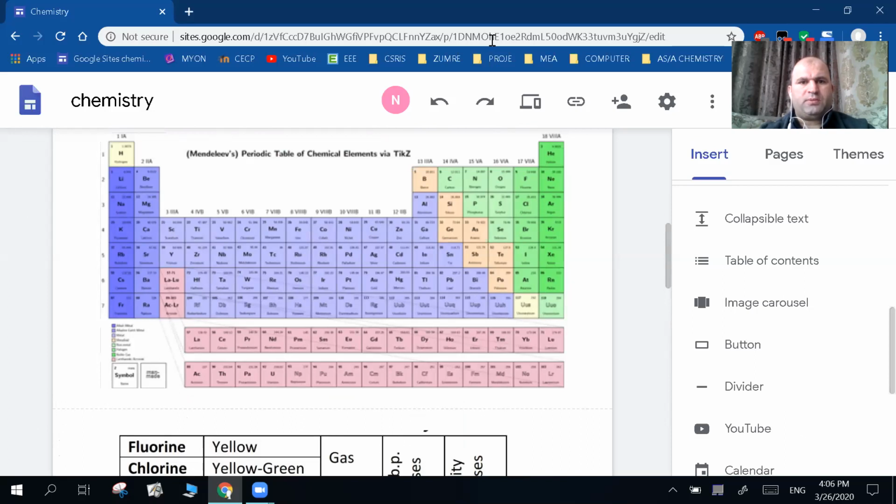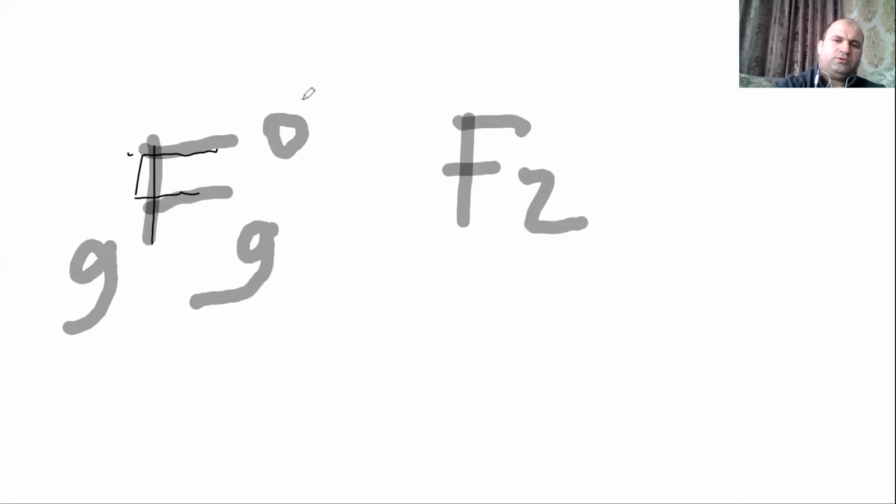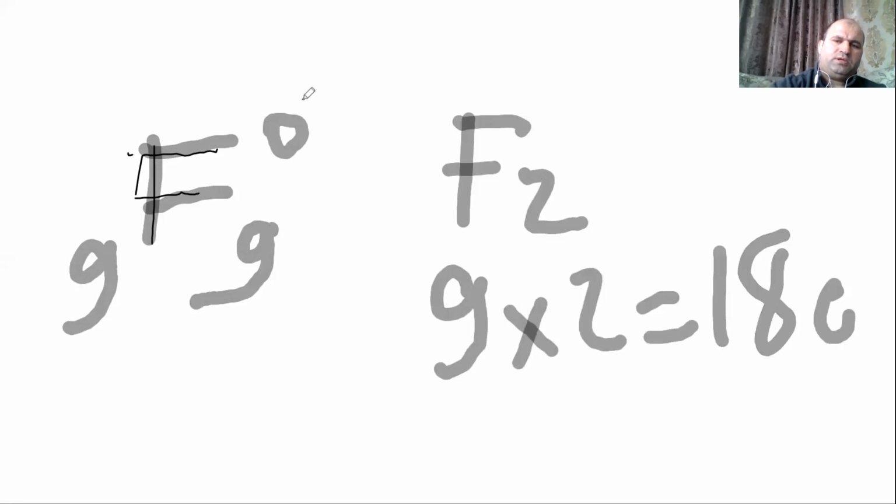Fluorine has 9 protons, and neutral fluorine has 9 electrons. But fluorine is diatomic, so it is going to be 9 times 2. It has 18 electrons moving in the molecule. One fluorine molecule has 18 electrons. You should be able to find them.